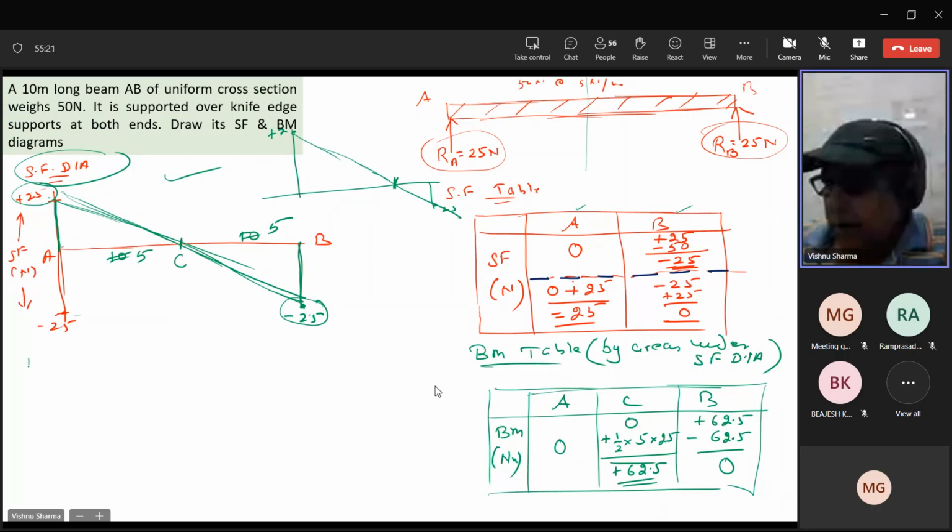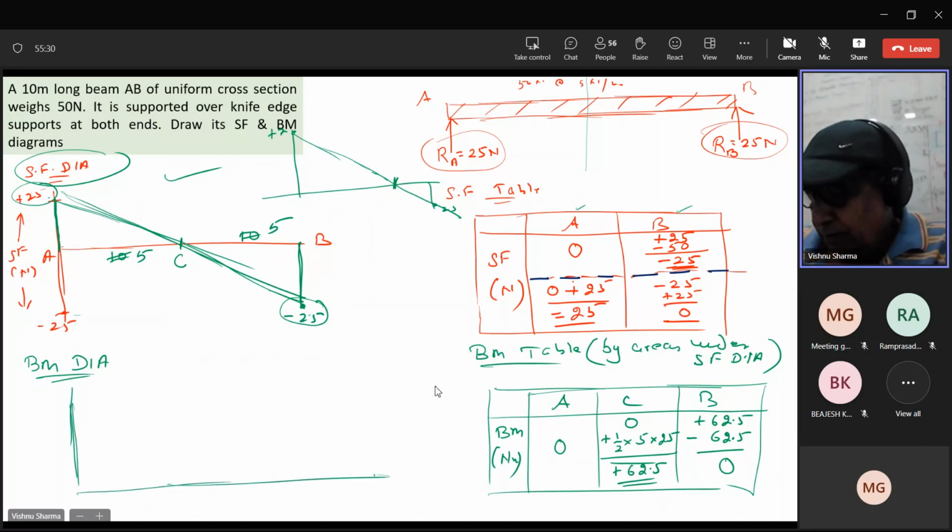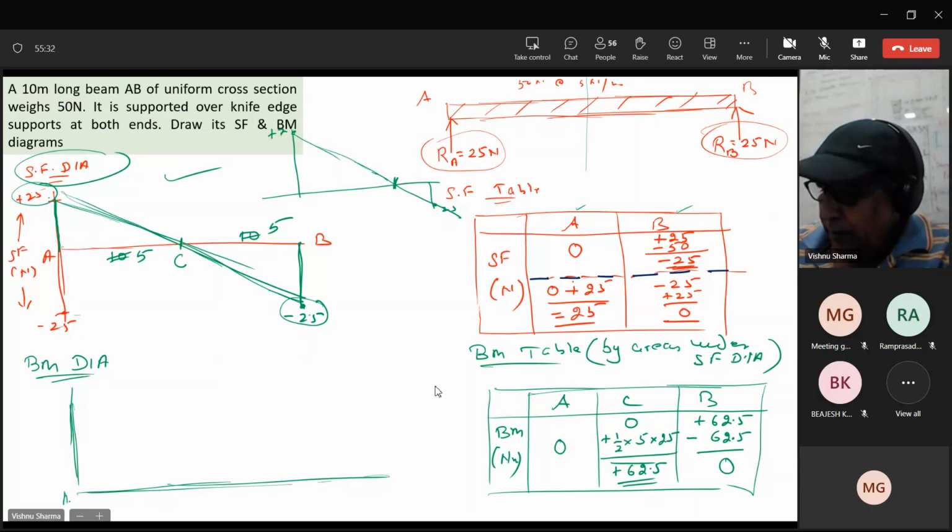Now we come to the BM diagram. It's all plus, no minus, so no need to have anything below the x-axis. So I can have the drawing like this. I have A, I have C, and I have B. My maximum value is plus 62.5. This is BM in Newton meter.